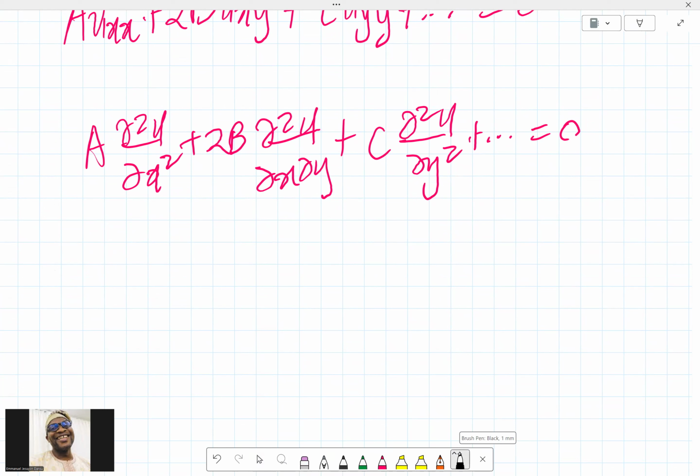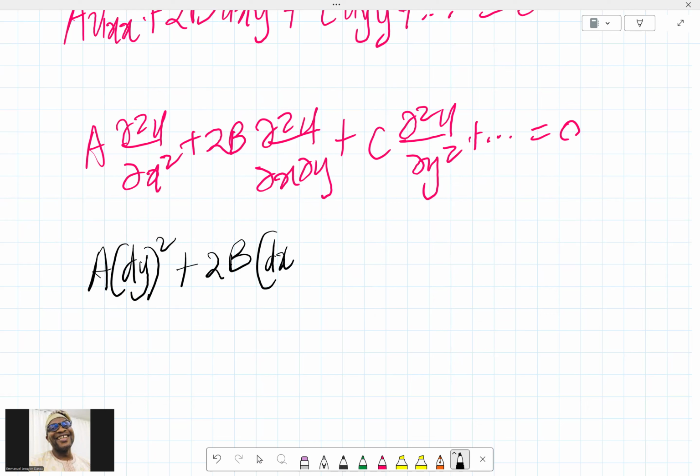So for this a, the partial squared u partial x squared, we just call that dy all squared. Then we have plus 2b, partial squared u partial x partial y, we now call that dx dy. And then lastly, plus c into dx all squared. And this is now equal to 0.